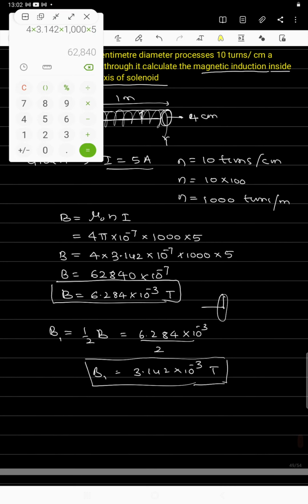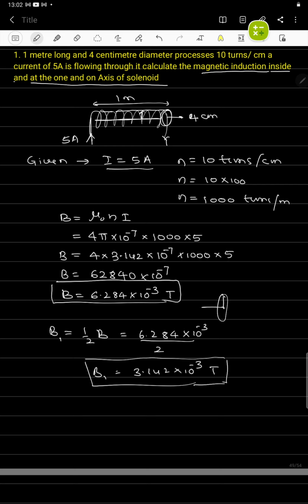Here they gave 5 ampere current and 10 turns per centimeter. We took that 10 turns per centimeter in the form of meter, so that becomes 1000. If you multiply mu naught n I, you will get 6.2 into 10 to the power of minus 3 Tesla, and at one end of that solenoid the magnetic field produced is 3.142 into 10 to the power of minus 3 Tesla. Now we'll move to the next problem.